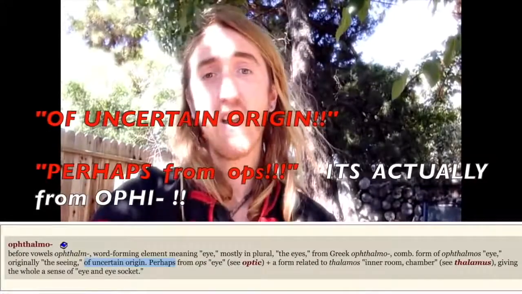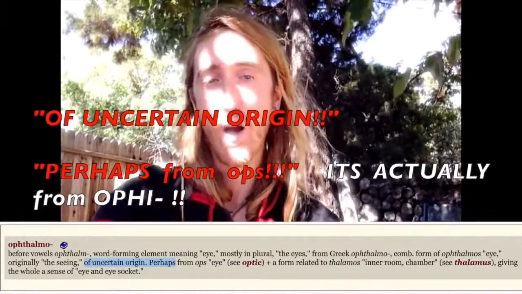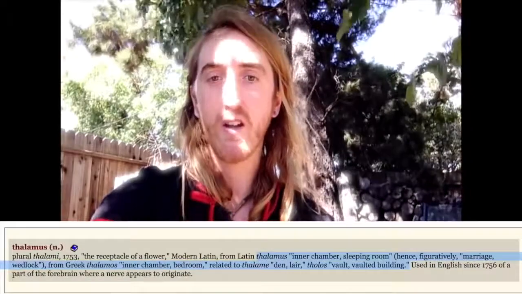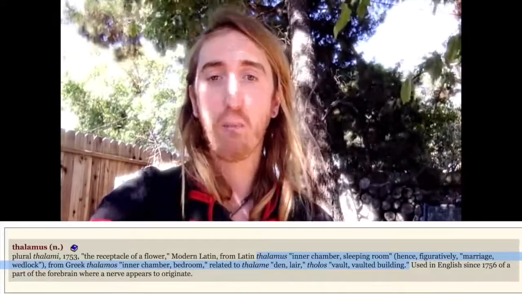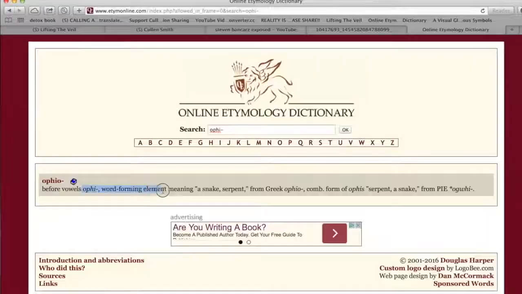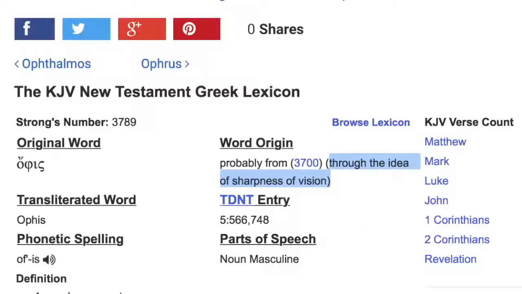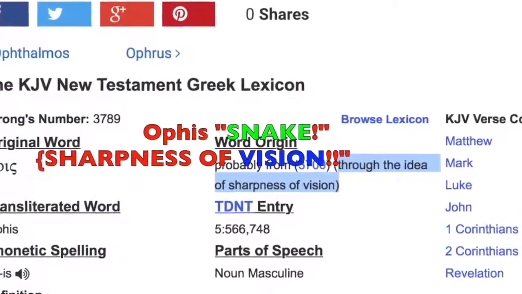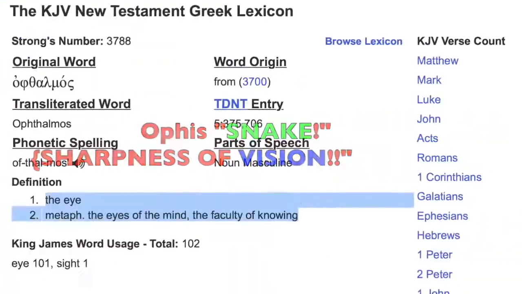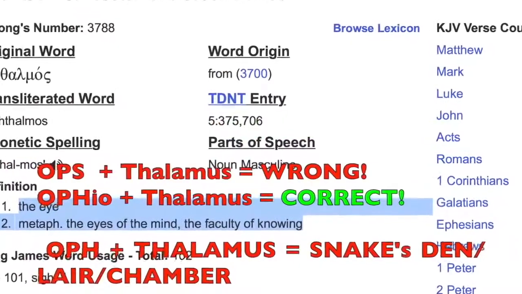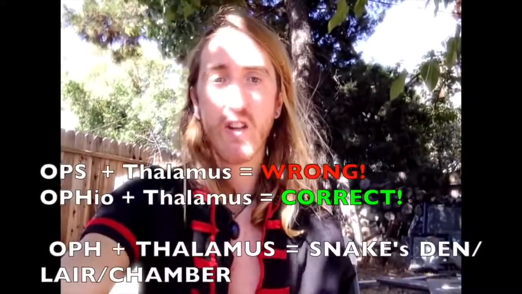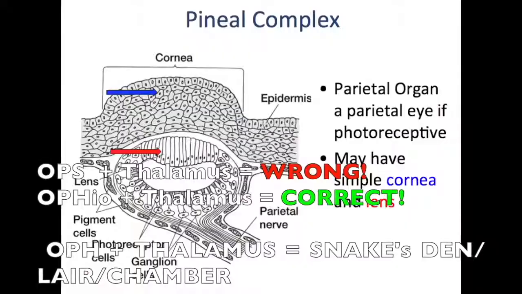See, again, they say that it comes from the word ops, meaning eye, plus thalamus. They would have you believe that ophthalmos is a compound word of ops plus thalamus, but that's not the case at all. The prefix or word-forming element ophi, O-P-H-I, however, refers to a serpent or snake. So look at the word again. It's ophthalmos, not ophthalmos.